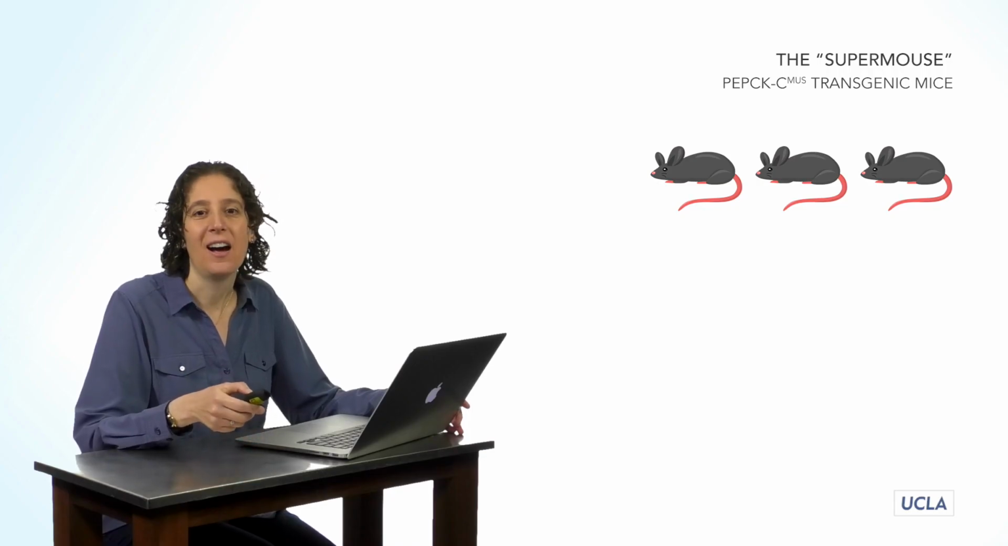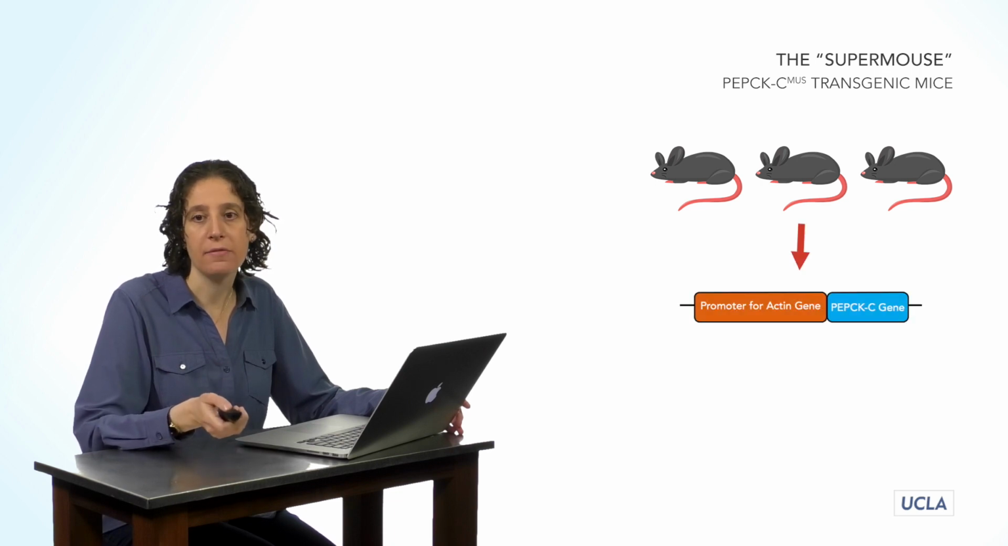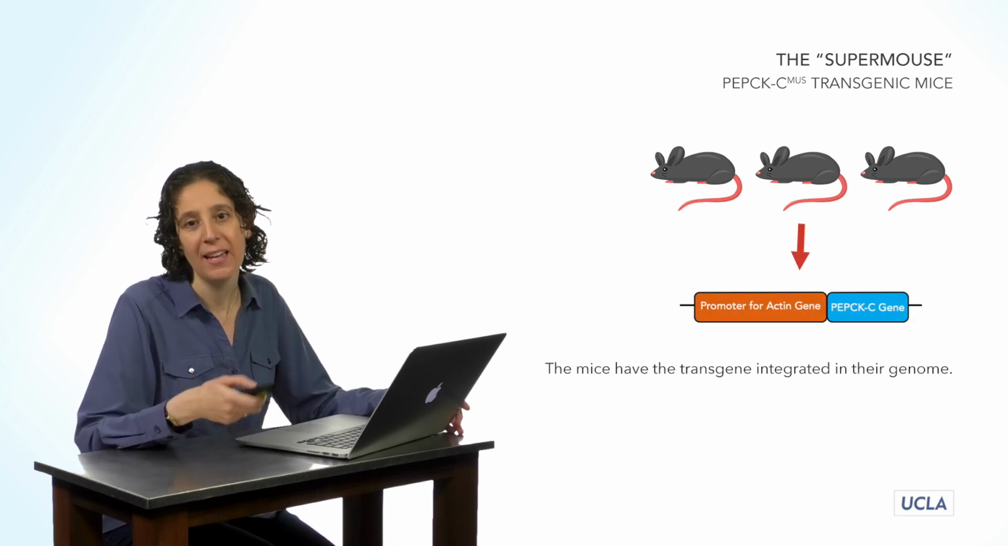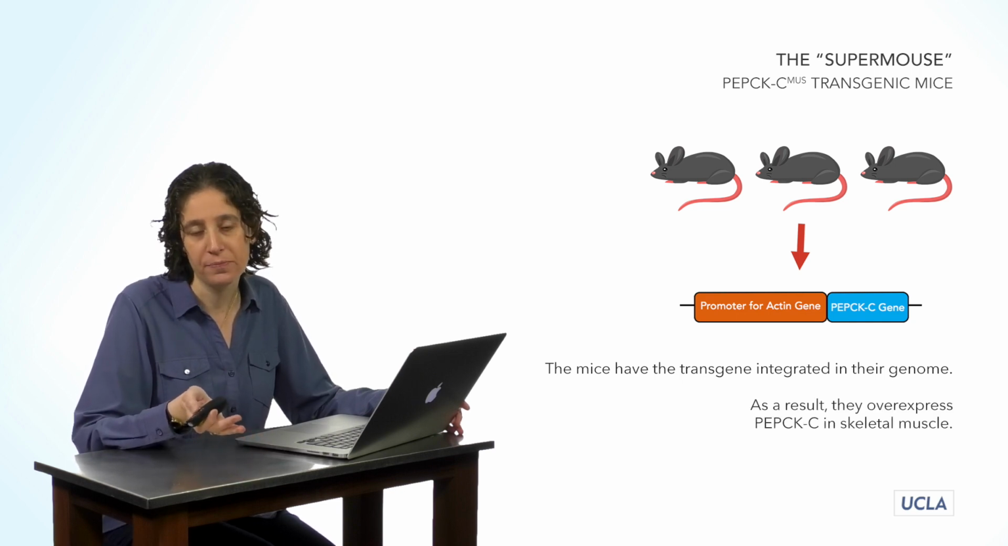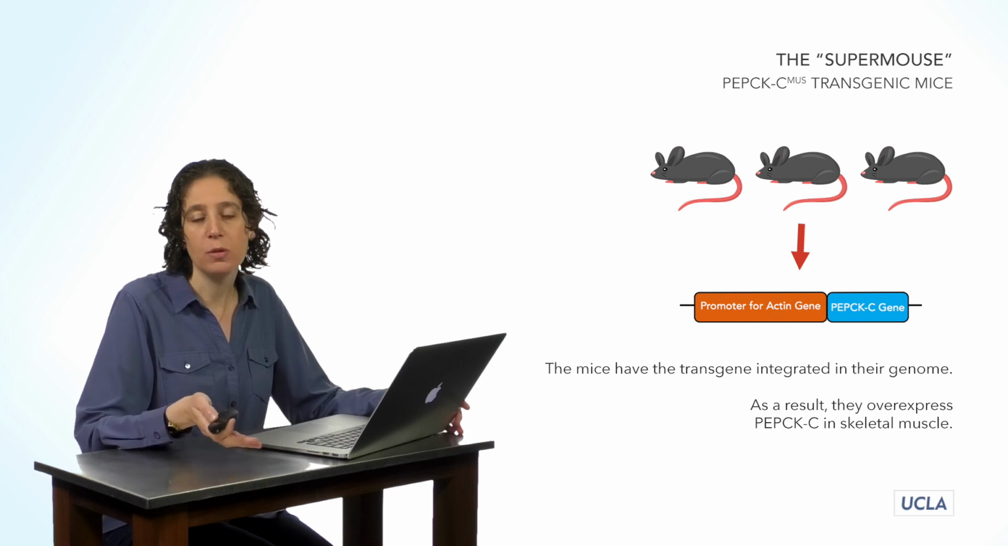So in this case, the transgenic mice we're talking about have this DNA construct integrated in their genome. And as a result, they overexpress this PEP-CKC gene in skeletal muscle. These mice were then subjected to a number of behavioral tests to assess their muscle function. And the goal here was to see whether overexpressing the PEP-CKC gene in muscle alters muscle function. These behavioral tests revealed that the transgenic mice actually have greatly enhanced muscle function, and as a result, they were extremely active relative to normal mice.